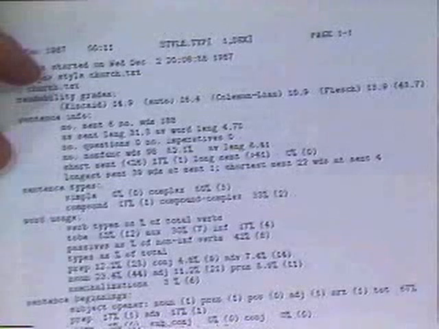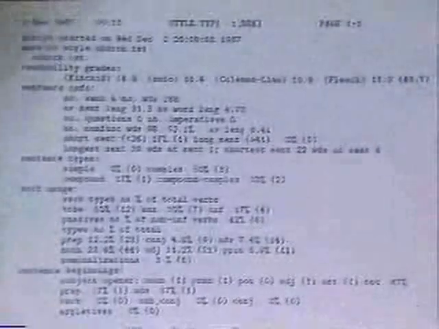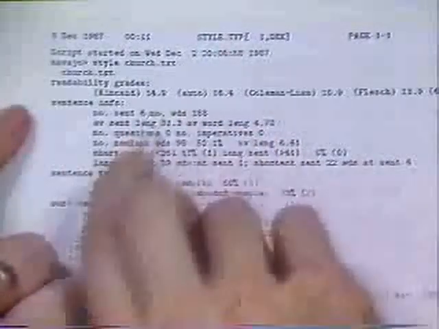Suppose I made all my sentences 4 words long, and 3 words per sentence, 3 letters per word or something like this, we could minimize this. In fact, I do have an example of that coming up, where I tried to minimize these scores. But you're stealing my thunder there. Now, Church was rated here about 15th grade level.